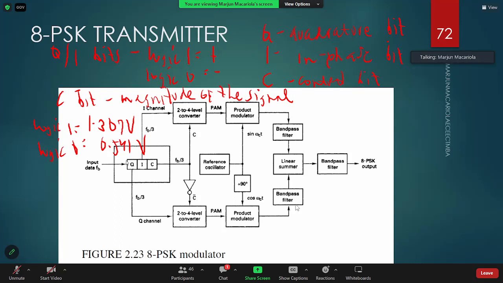Okay, okay. So next thing is we need to analyze how the 8 PSK transmitter works. Okay? So remember that in 8 PSK we have 3 channels. Okay? The Q, I, and C. So what happens when an input signal enters the I channel?